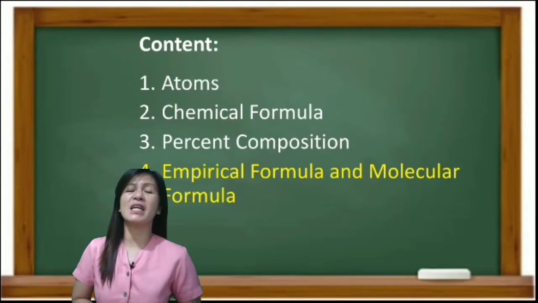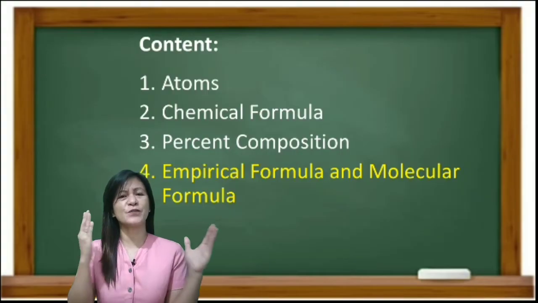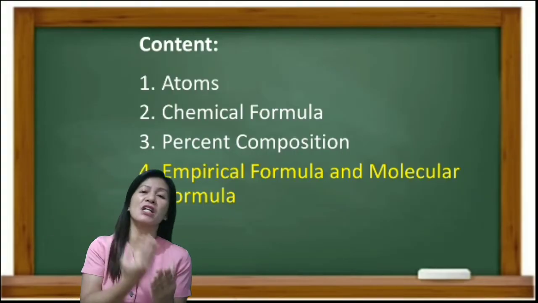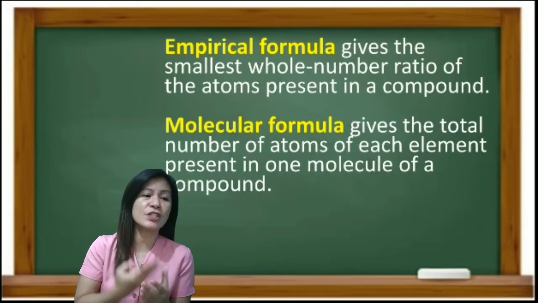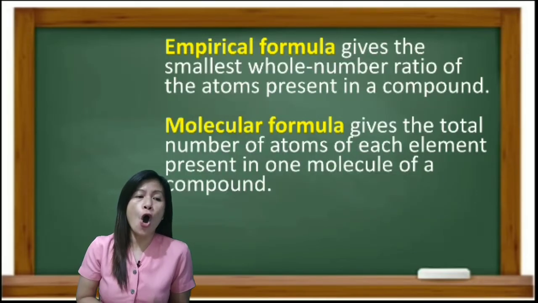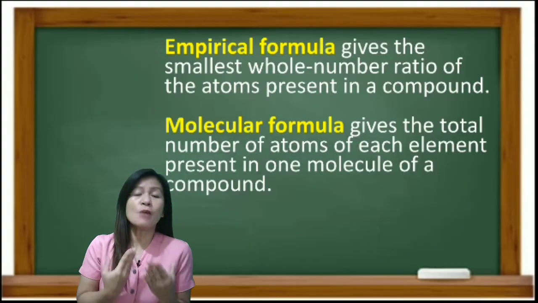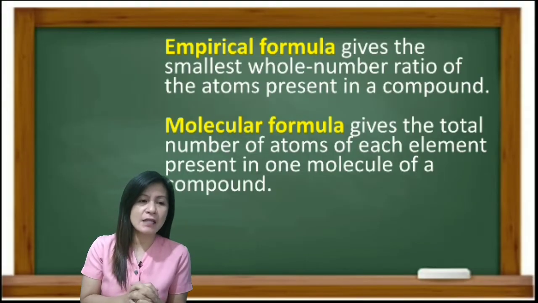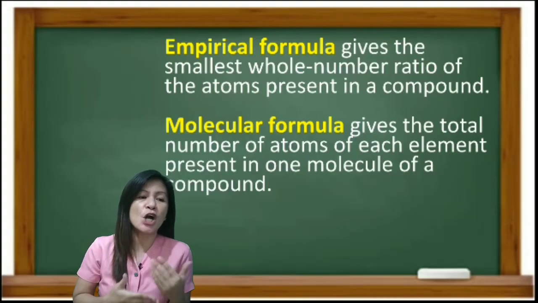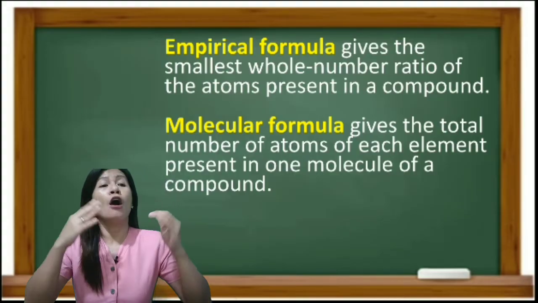Let's now have the empirical formula and molecular formula. Let's first define the two. What is empirical formula and what is molecular formula? Empirical formula gives us the smallest whole number ratio of the atoms present in a compound. Molecular formula, on the other hand, gives us the actual number of atoms present in a compound.